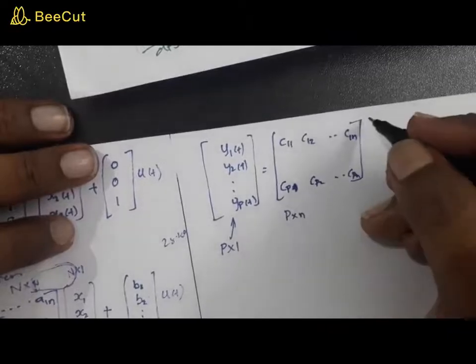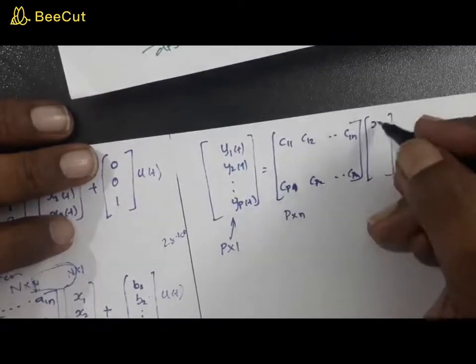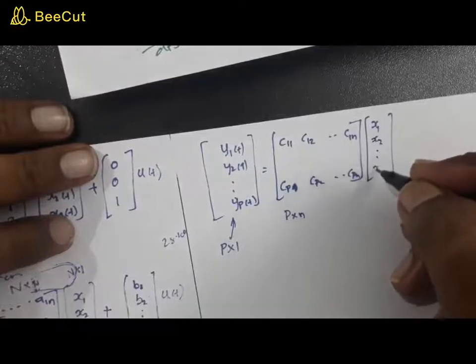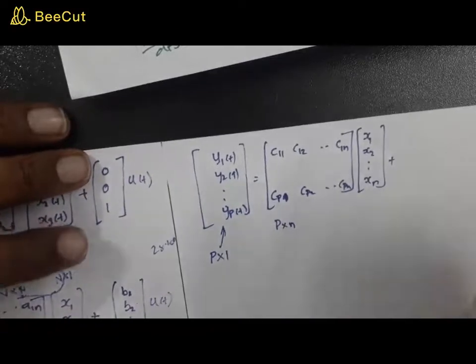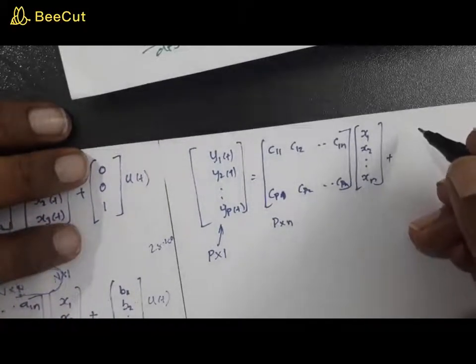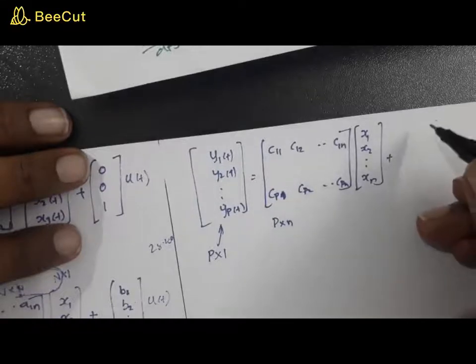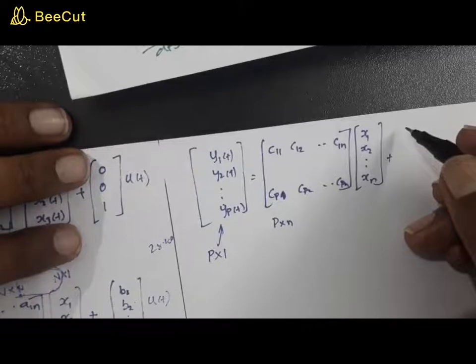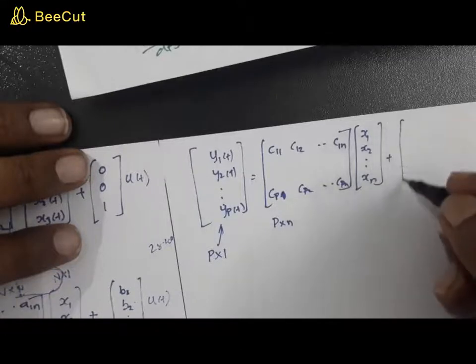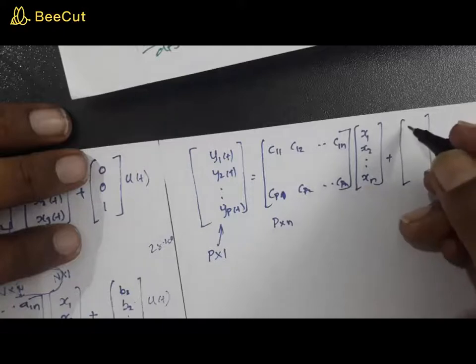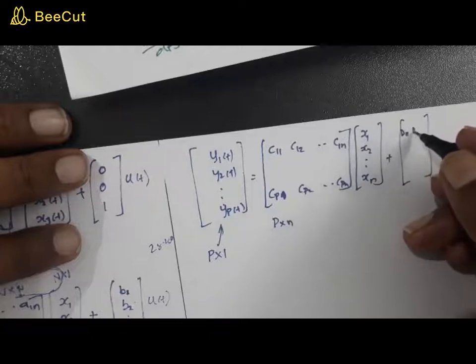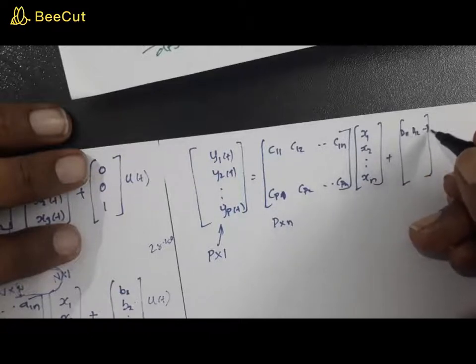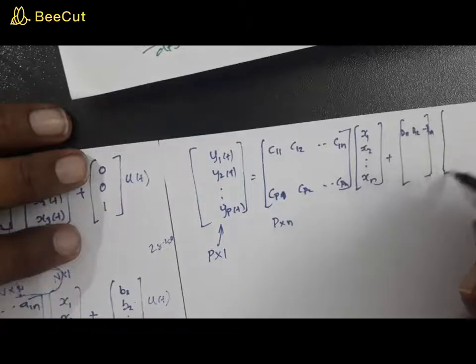So this is a p into n matrix into how many variables? n variables, x1, x2 up to xn, right? Plus you have the inputs, d11, d12 up to d1m, into u1 of t up to um of t.